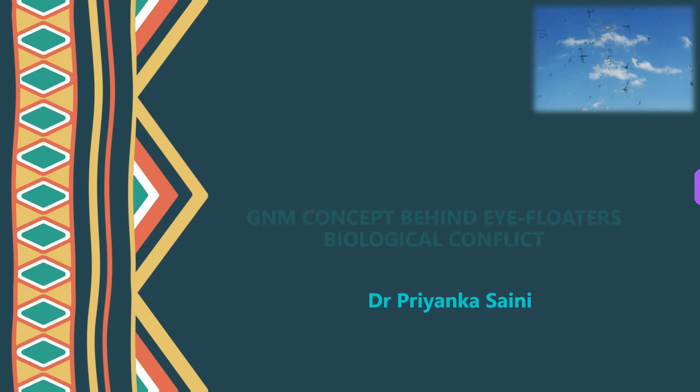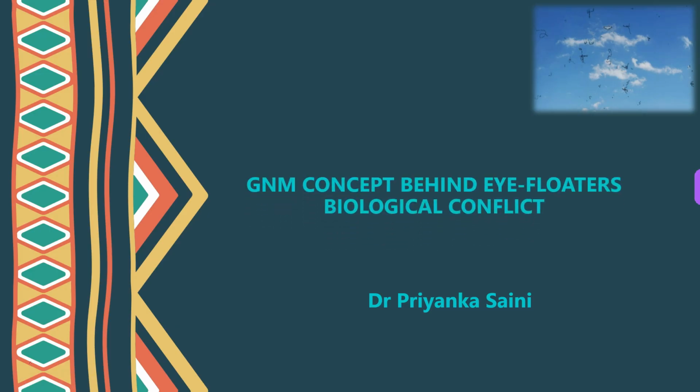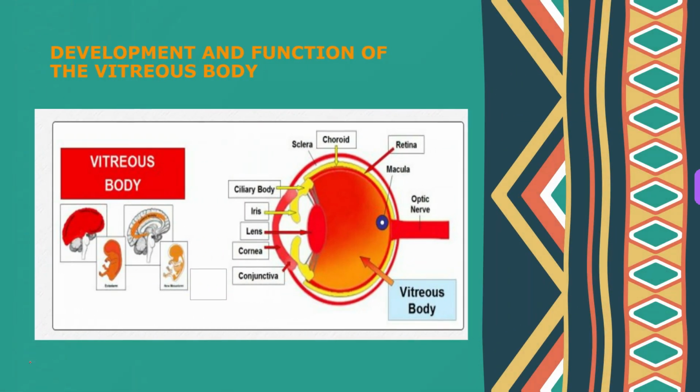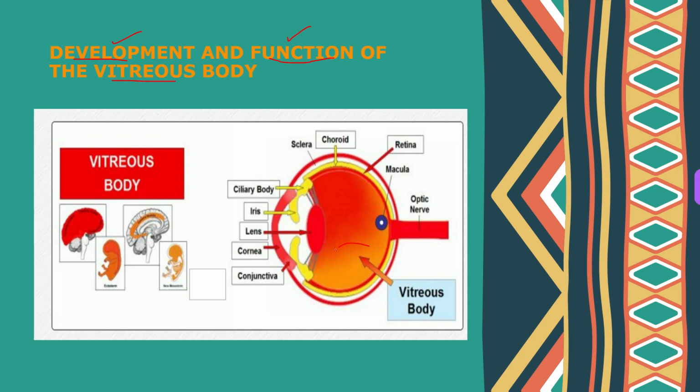In this video, we will discuss the GNM concept about eye floaters, or you can say muscae volitantes. First of all, it's very important for all of us to understand what the functions of the vitreous body are and how it develops. So first, I would like to discuss the development and the functions of the vitreous body. Let's talk about it.